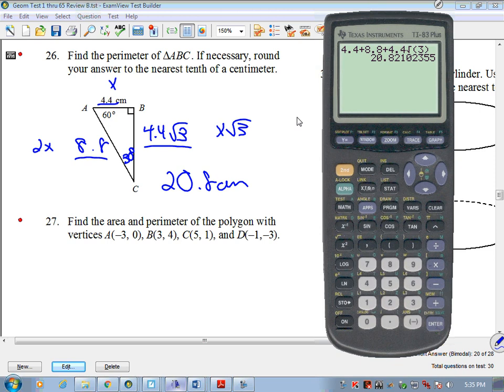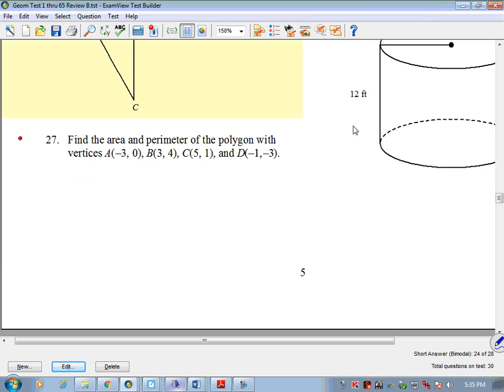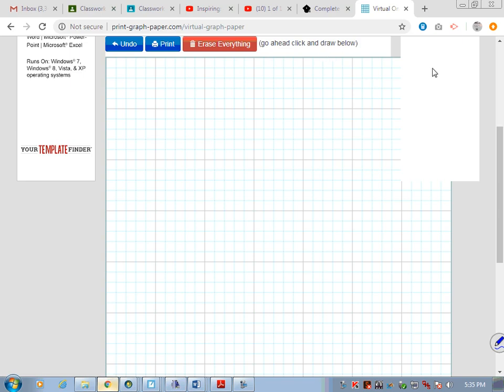All right. Obviously, I'm trying to move through this quicker. You're going to have more time to do your test than I've had to do 30 questions. Find the area and the perimeter of the polygon with vertices at those places. Okay. All right, we'll switch over to go back to our grid paper.